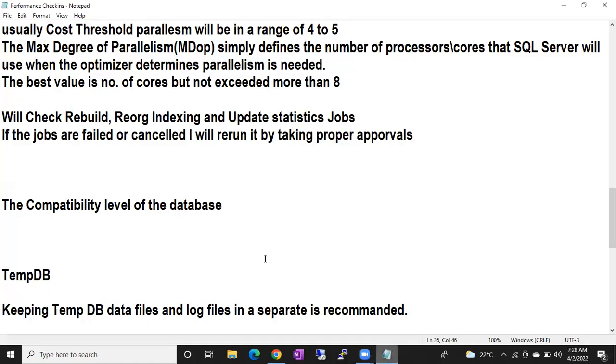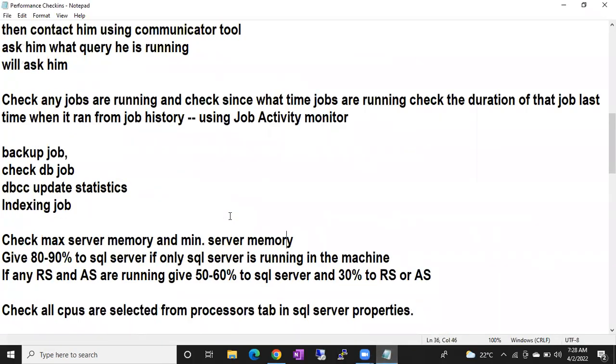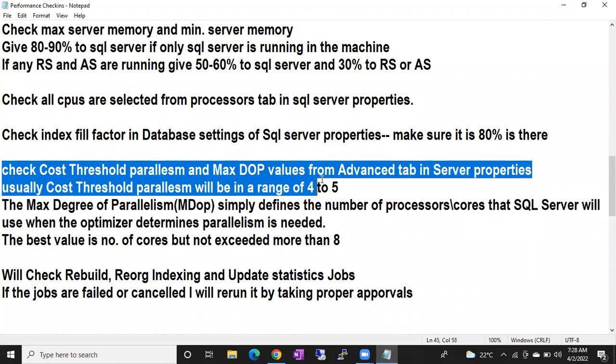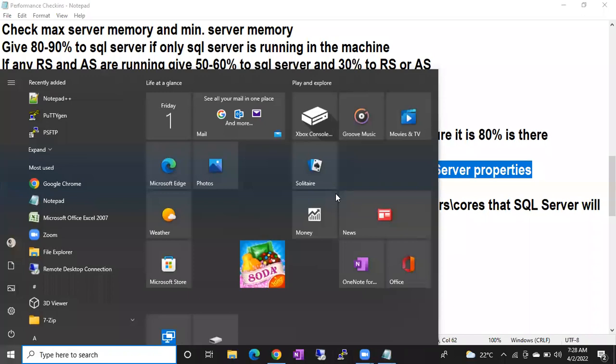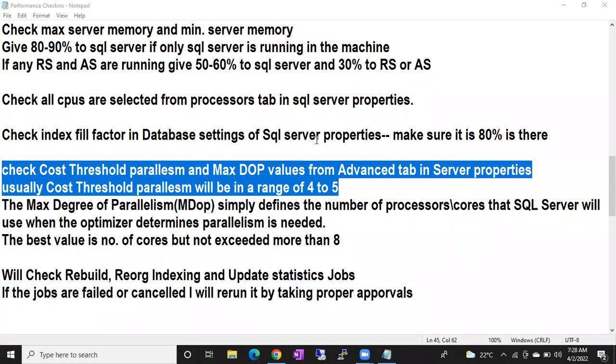Right, fine. In the last class, we discussed an application running slow, a query running slow, CPU 90%, memory 90%, and what things we have to check. We discussed cost threshold parallelism and max degree of parallelism. These are two parameters, and we can see them in the SQL instance properties. They help you with parallelism: max DOP and cost threshold parallelism.